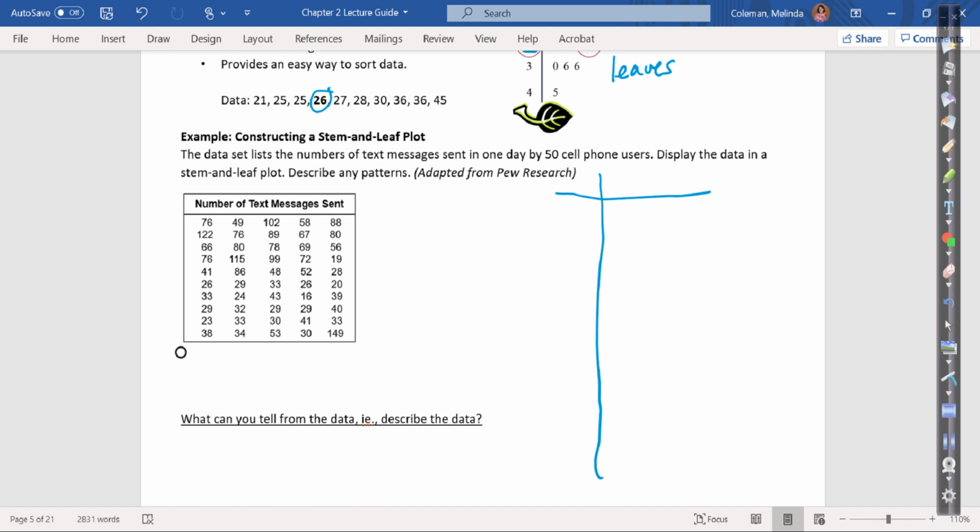In this case, the data in the chart is the number of text messages sent. You do have to order the data, so we have to make sure that it is ordered. If we look at the stems, they would be the first digit. The smallest number in this case would be 16. The largest number in this case is 149. So we're going to start our stems at 1 and go all the way down to 14.